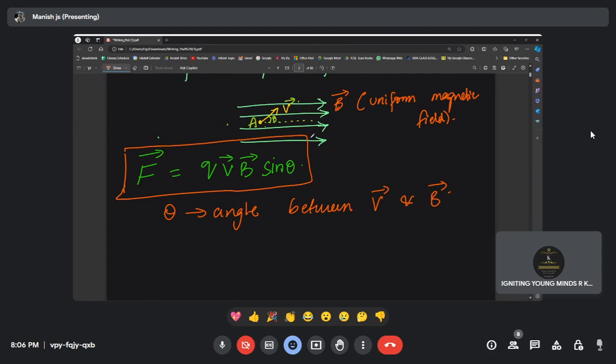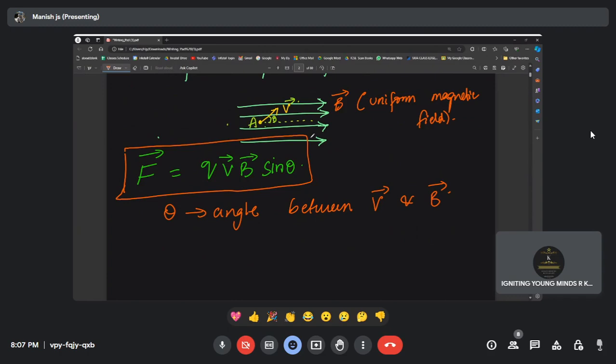So based on the angle of projection, the force would be different. What do I mean by zero? If the particle is moving in the same direction as the uniform magnetic field, if it is not making any angle theta, then the force is going to be 0 newtons. If the angle is greater than zero, then the force is going to exist. Slightly increase to 30 degrees, 45, 60, and you can find the values appropriately.